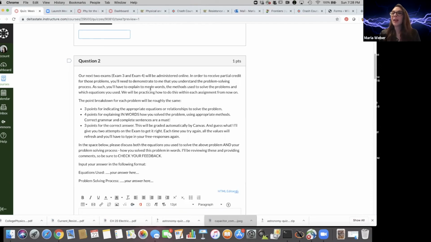We will be practicing how to do this within each assignment from now on. I've got 2 examples of that inside this assignment. This is the first example. So the point breakdown for each of our exam problems will be pretty much the same. You'll get 3 points for indicating the appropriate equations or relationships used to solve the problem. You'll get 4 points for explaining in words how you solved the problem using appropriate methods. You need correct grammar and complete sentences, if appropriate. And then you get 3 points for the correct answer.